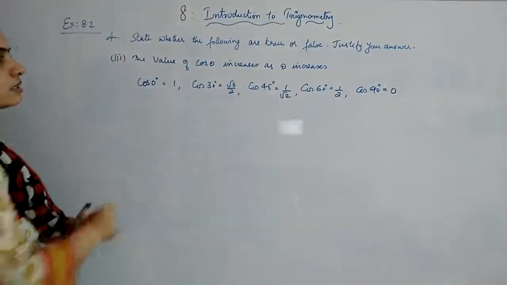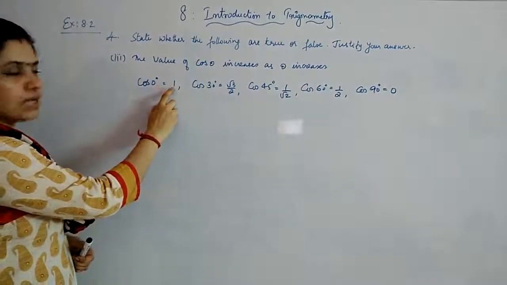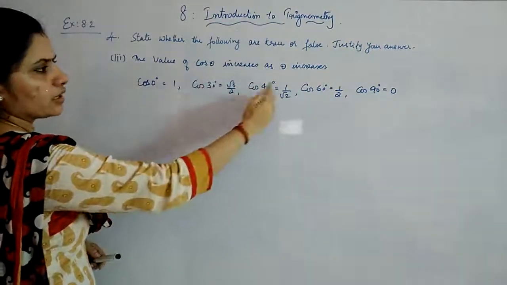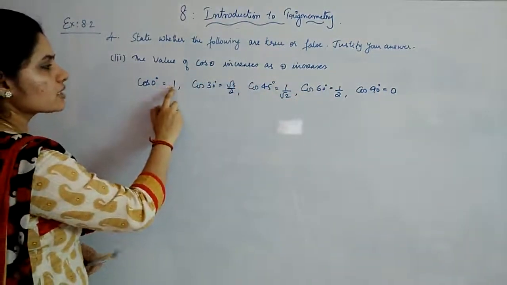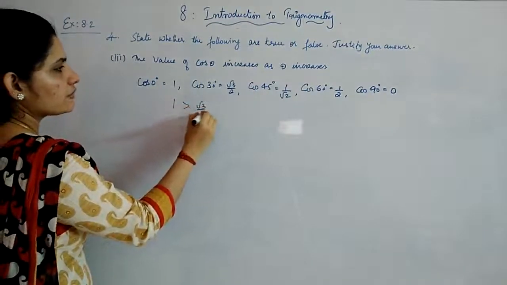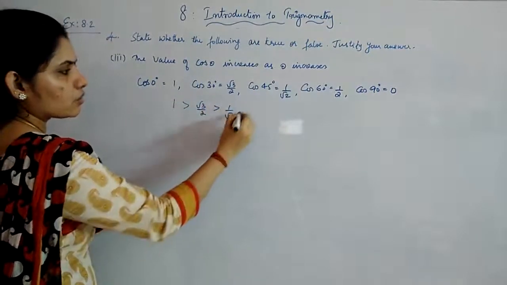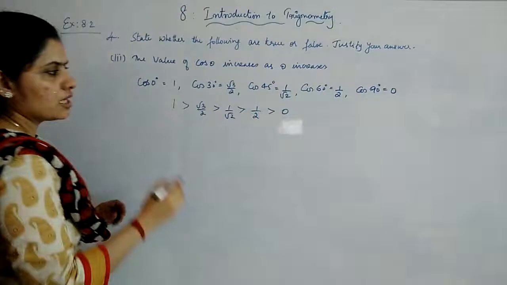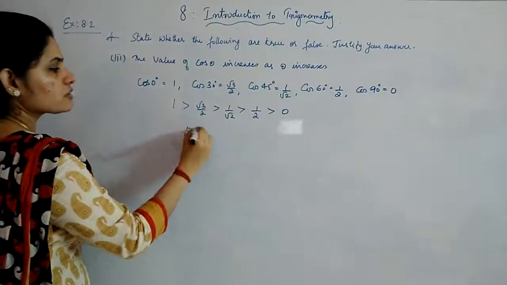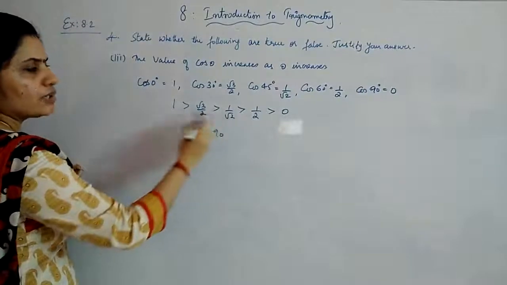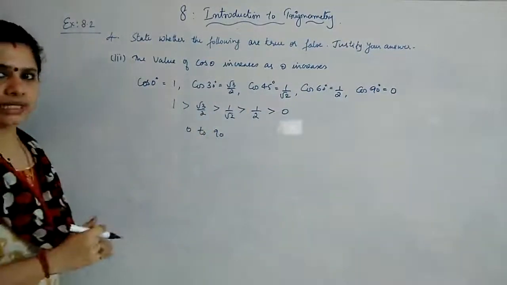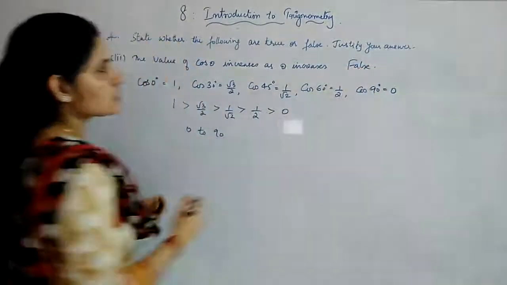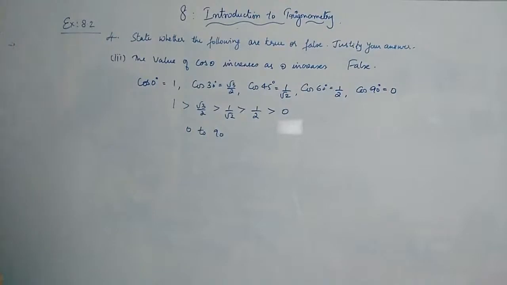So while you see the numbers, when the angle was 0, the value is 1. Then the angle is increasing 0, 30, 45, 60, 90 like that. But the value when you see, 1 is greater than root 3 by 2, and root 3 by 2 is greater than 1 by root 2. It is greater than 1 by 2, and it is greater than 0. So as your theta increases from 0 to 90, the cos value decreases. So you can say that the statement that the value of cos increases is false, since the value of cos theta decreases as theta increases.